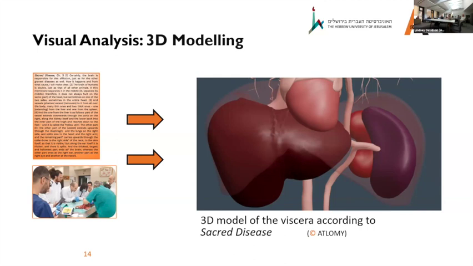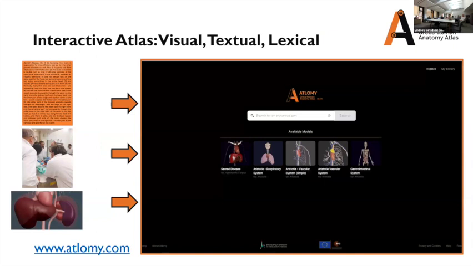Once we have the model, we can embed it in the atlas and make it available with all the tools we have. As we saw, it's not just a visual interface, but also at its basis, it's really a visual and textual lexicon of ancient anatomical terms, so ancient anatomical lemmata.